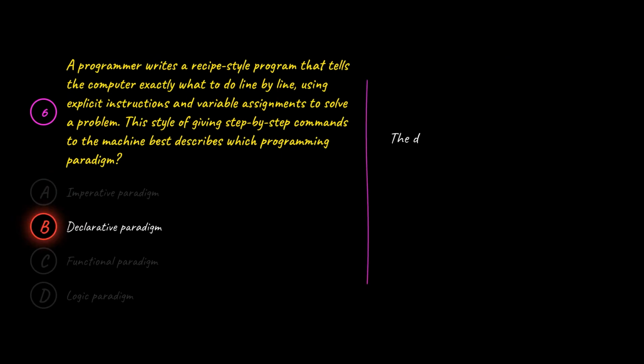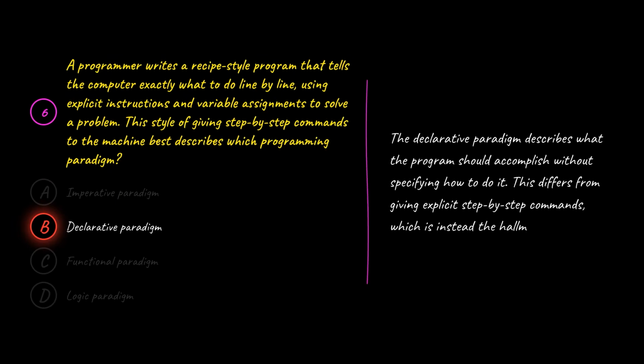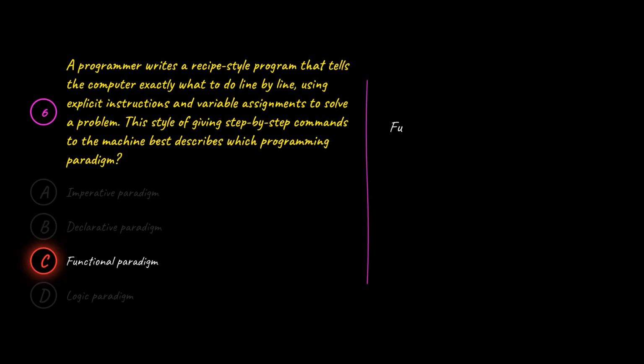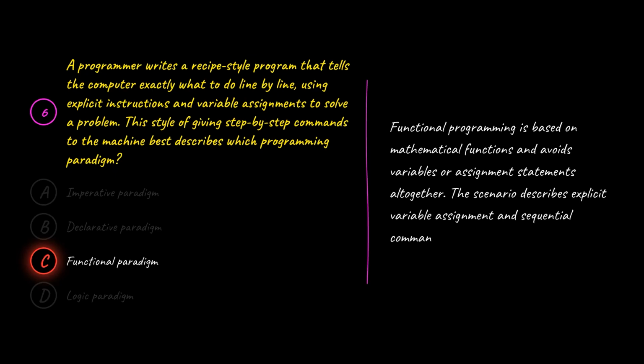B is wrong because the declarative paradigm describes what the program should accomplish without specifying how to do it. This differs from giving explicit step-by-step commands, which is instead the hallmark of imperative programming style. C is wrong because functional programming is based on mathematical functions and avoids variables or assignment statements altogether. The scenario describes explicit variable assignment and sequential commands, which does not match the functional programming style.